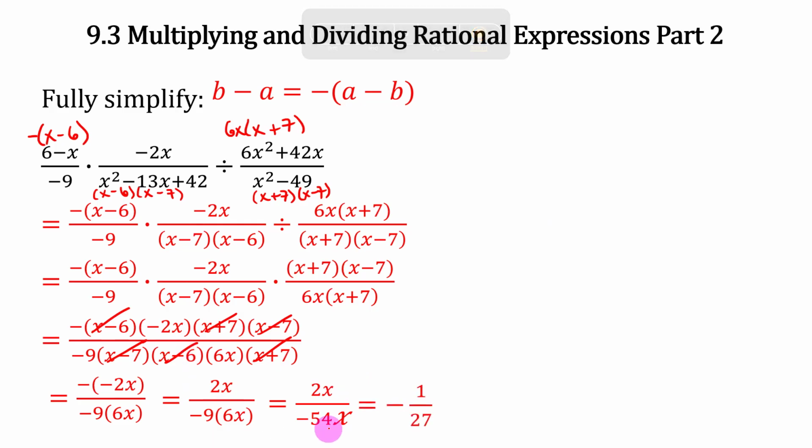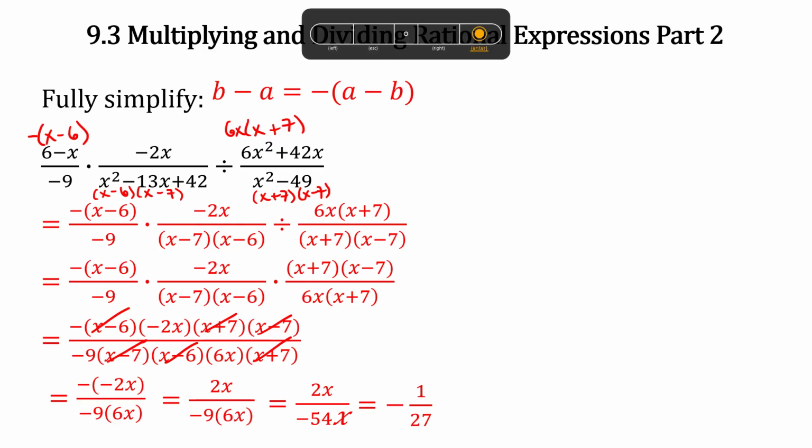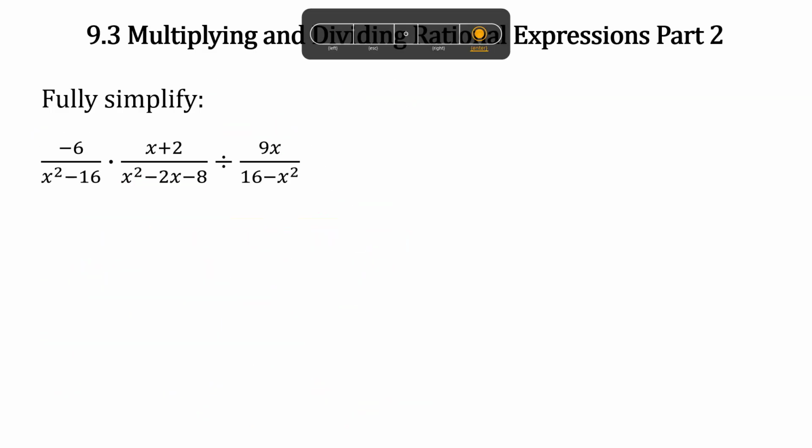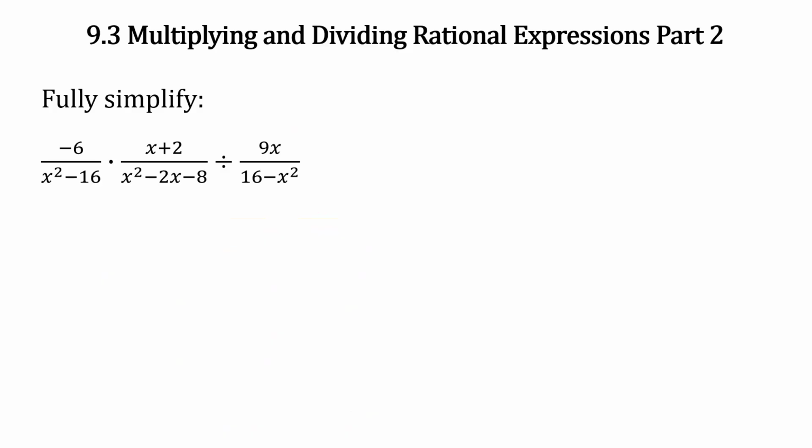And the negative down here just comes out front. Negative 1 over 27. The X's cancel out. 2 over 54 reduces to 1 over 27. The negative's left over, so it's right there. Okay, your turn. You're just going to work this one out, and that's going to be it. Pause here, work this one out, and come back and check your answers.